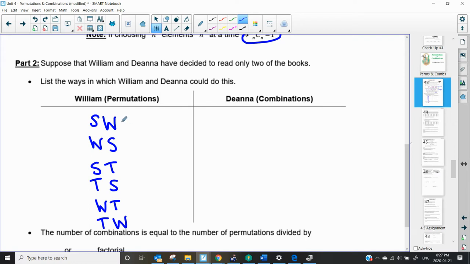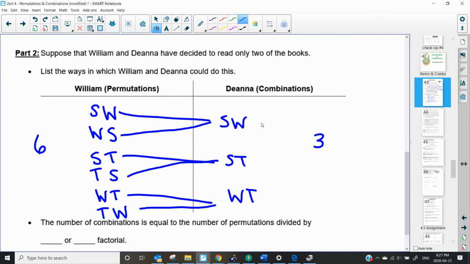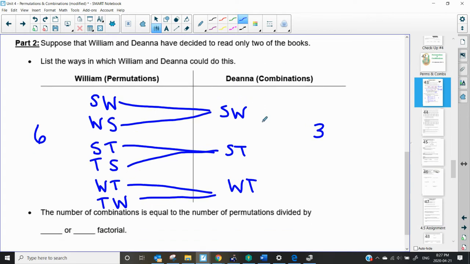If we look at Deanna, whether she takes out Sadie and then What They Don't Know, or W and then S, she still ultimately has one grouping of books that's S and W. If she does S and T or T and S, she still has one grouping of books, which is S and T. And then for the third set here, we have W and T. Again, order doesn't matter. So in William's case, there are 6 ways that he can take out those books. And in Deanna's case, there are 3 ways. And so that combination of books is dependent upon the way in which we chose to take them out.